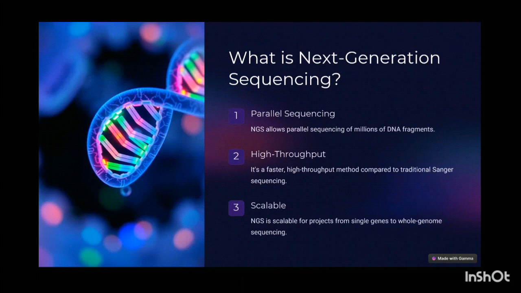So let's break it down with an example. Imagine trying to solve a jigsaw puzzle. In a traditional sequencing method like Sanger sequencing, you place one puzzle piece at a time. You have to go through the entire puzzle slowly and meticulously, piece by piece. In contrast, NGS is like solving hundreds of pieces at once.